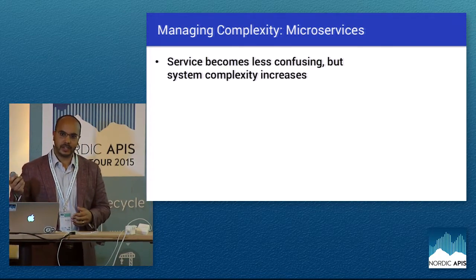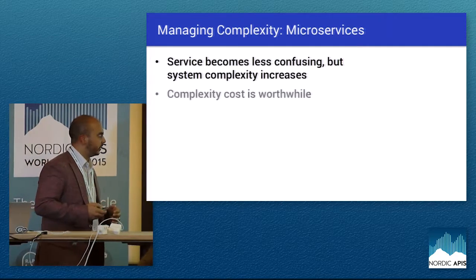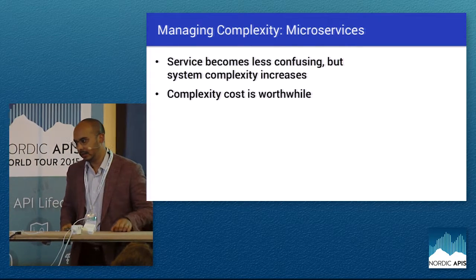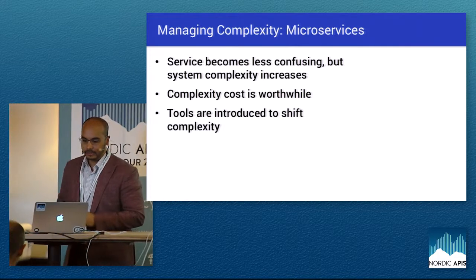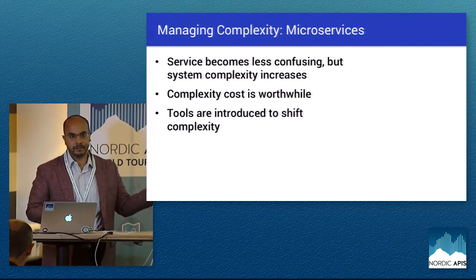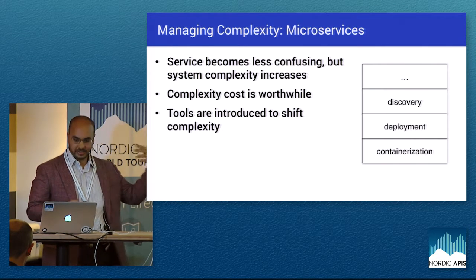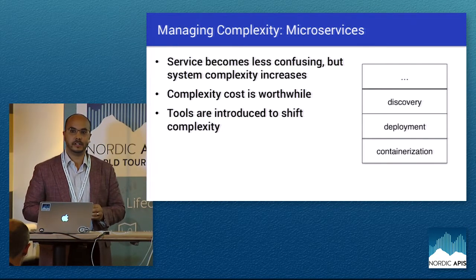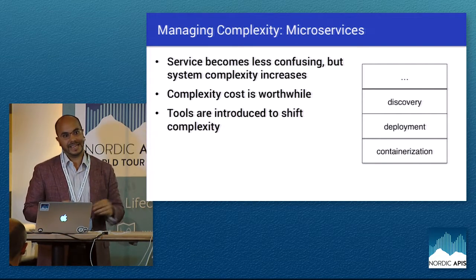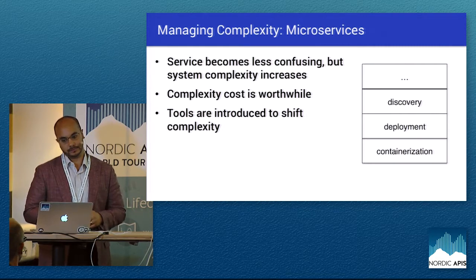But just like the OAuth case, what we're seeing is for a lot of organizations, that complexity cost is worthwhile. It's worth paying that cost, right? And again, we're seeing a flurry of tools enter in here. I don't have an exhaustive list off the top of my head. Containerization and deployment and discovery are all fitting in there so that people can continue to go forward and hide that complexity in tooling.